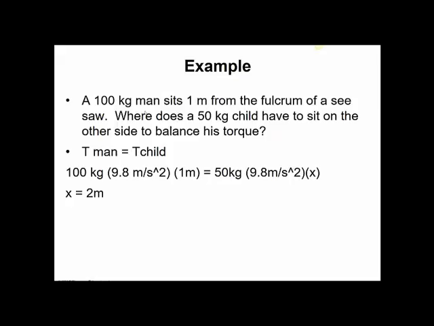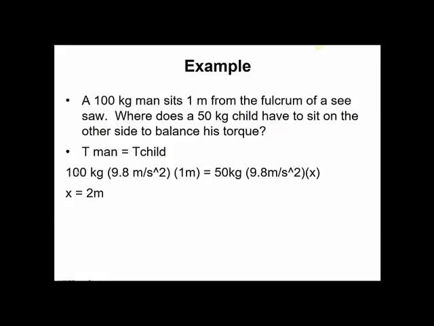So we have a 100-kilogram man sitting 1 meter from the fulcrum of a seesaw. Where does a 50-kilogram child have to sit on the other side to balance the torque? So remember that the absolute value of the torque of the man has to be equal to the absolute value of the torque of the child. It's just two people playing seesaw. So both of their torques are down. The man is going to make it go one way, and the child is going to make it go the other way. But as long as the magnitudes are equal, they'll be in equilibrium.